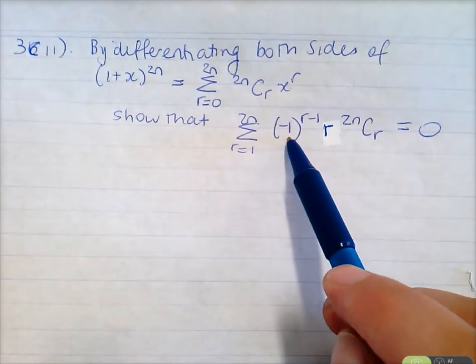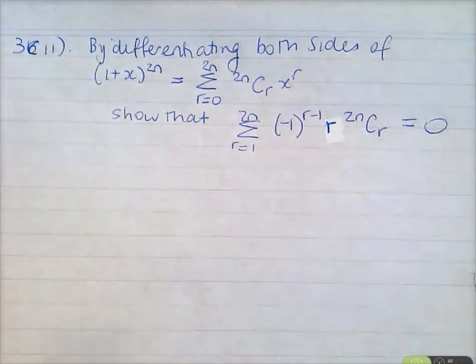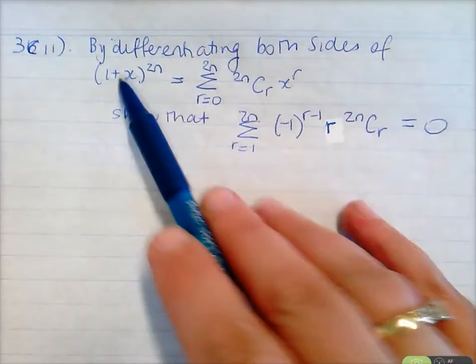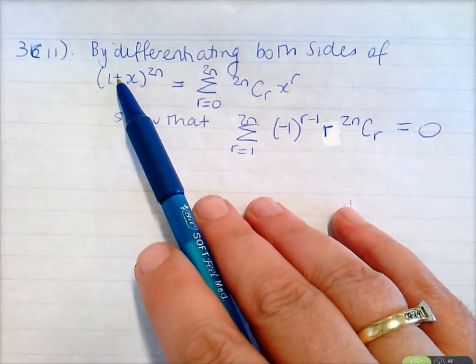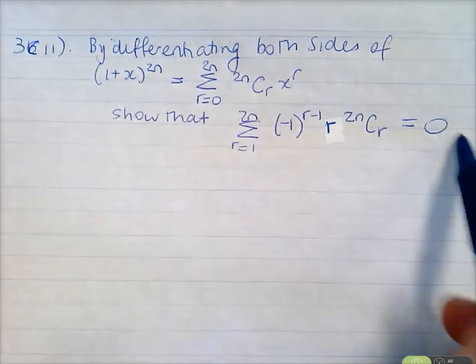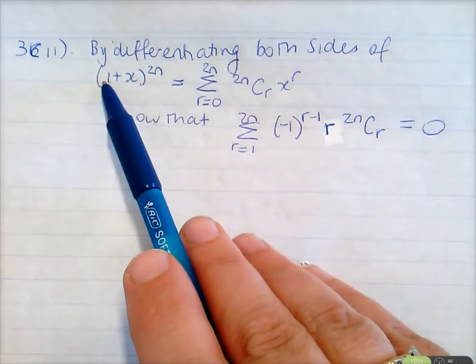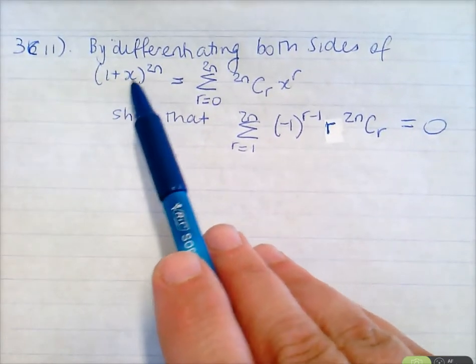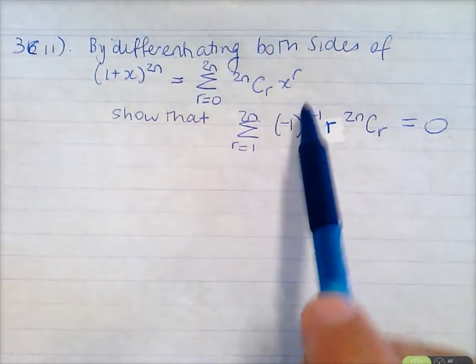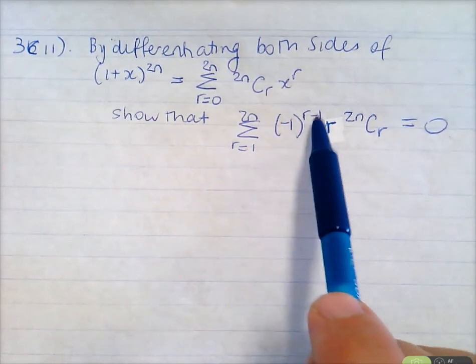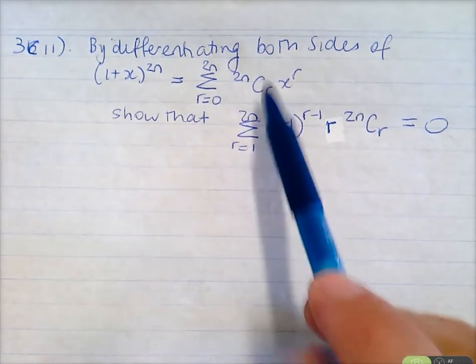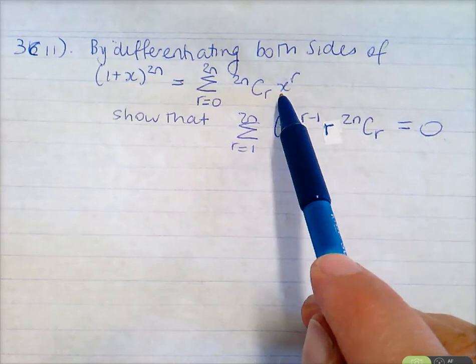Looks like there might be a substitution of x is negative 1 somewhere as well. Remember, how do you get 0 on this side? Substitute x is negative 1. So to get all of that equals 0, 1 plus negative 1 is 0, 0 to the 2n is 0. Here I can see a negative 1 to the power of r minus 1, indicating there must have been a substitution of x is negative 1 here.